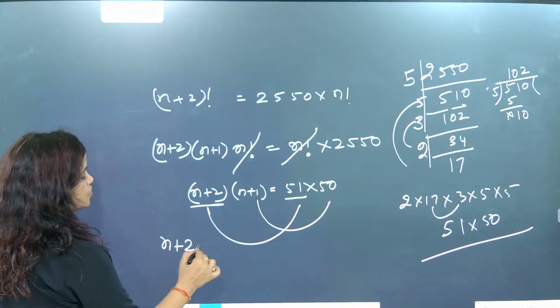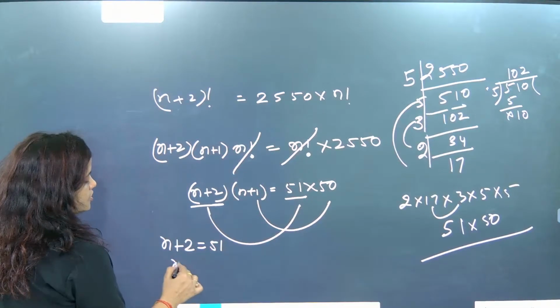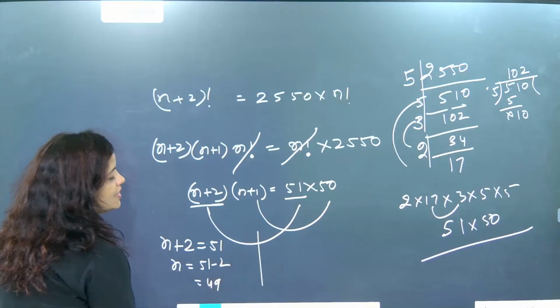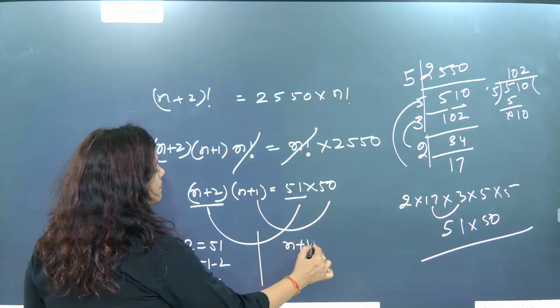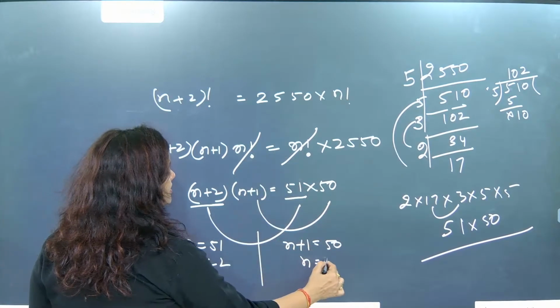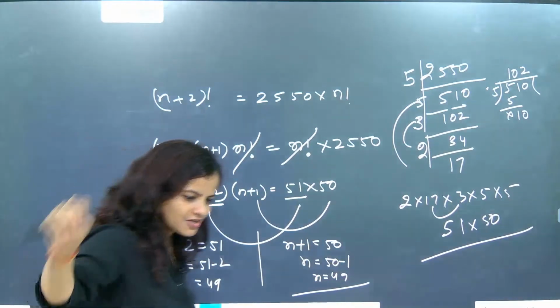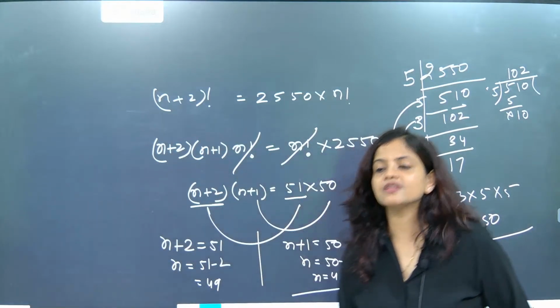So n plus 2 is equal to 51. So n is equal to 51 minus 2, n is coming as 49. Now second one if you will pair, n plus 1 is equal to 50, n is coming as 50 minus 1, n is coming as 49. I rest my case. This is exactly the way we can solve the question.